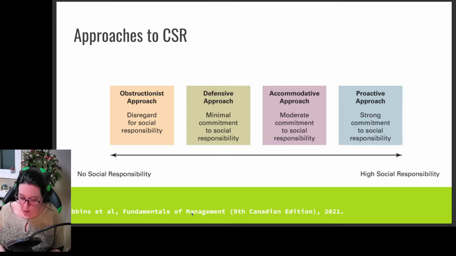So you can have an organization that is obstructionist. That is, you don't value the social responsibility. So you may block attempts when others try to point out that you are not giving back to the community. So you lack that social responsibility entirely. Your focus really is on just the organization and how it is operating.